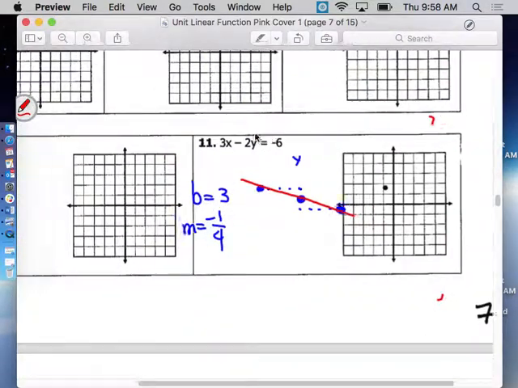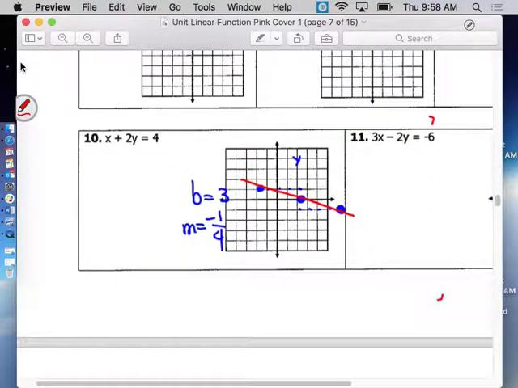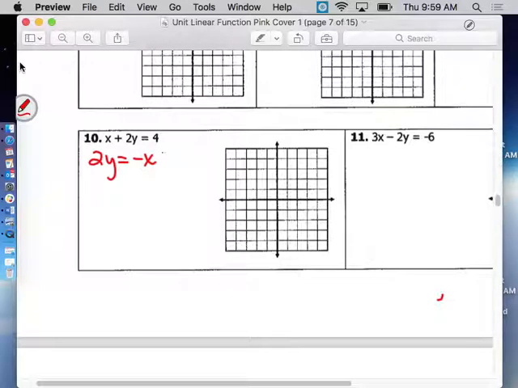And for the video, let's look at a few like number 10 and 11, because they are not given in slope-intercept form. If I wanted to convert these to slope-intercept form, I could do that. So I would subtract the x, and then I would have to divide everything by 2, because y needs that coefficient of +1. So if I divide -1 by 2, I have -1/2 x, and 4 divided by 2 is 2. So that would be converting this to slope-intercept form.